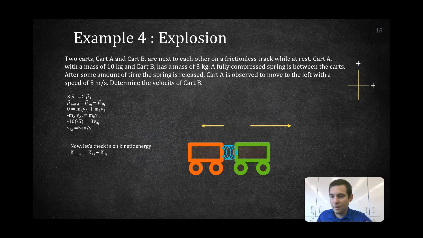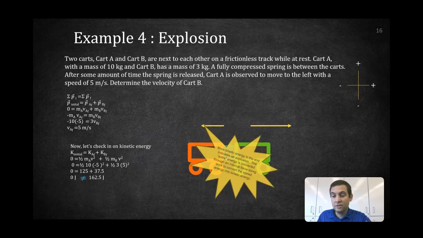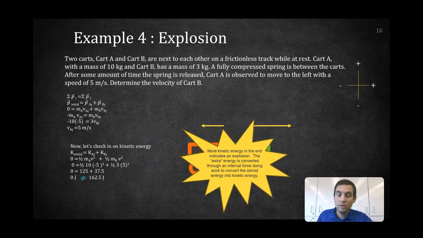Now let's check on that kinetic energy so we can see what I was talking about earlier with this apparent increase. We started with 0 joules of kinetic energy in the beginning because the 2 carts were at rest. Then in the end, plugging in our numbers, we see that 0 does not equal 162.5. More kinetic energy in the end indicates an explosion.